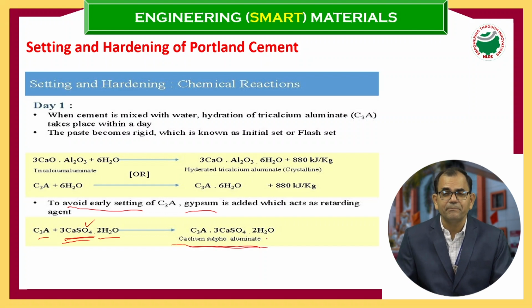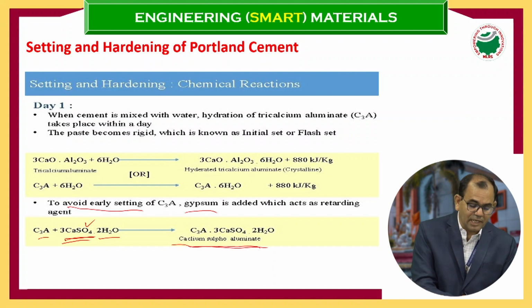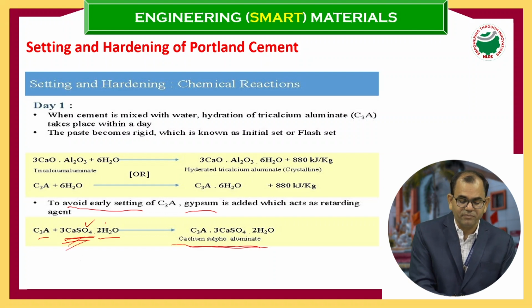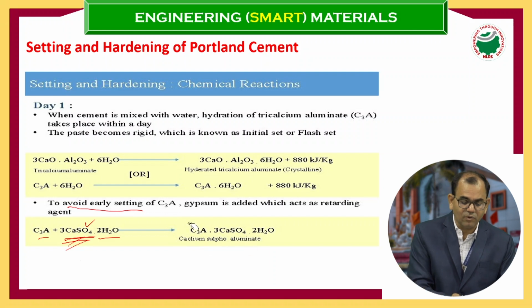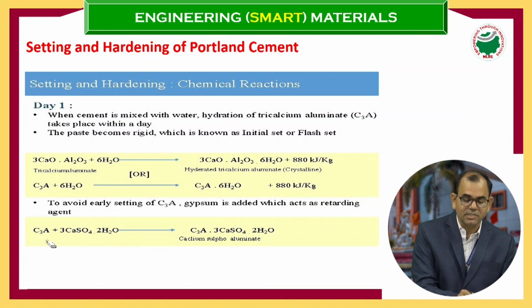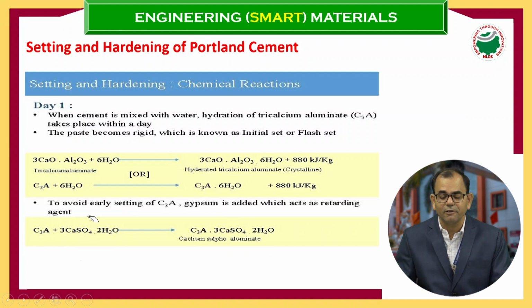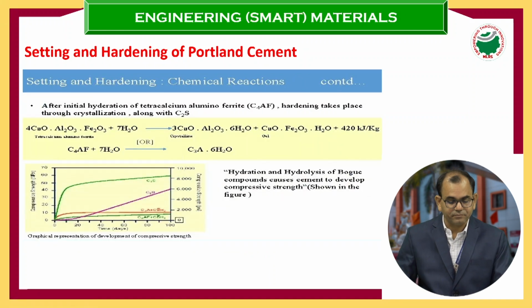Sulfo, why are we calling it that? Sulfur related. From where has the sulfur come? From the calcium sulfate, gypsum. Okay. So this is the function of gypsum, to avoid the early setting or faster setting of the cement. Setting is nothing but hardening of cement. Now let us see another reaction.